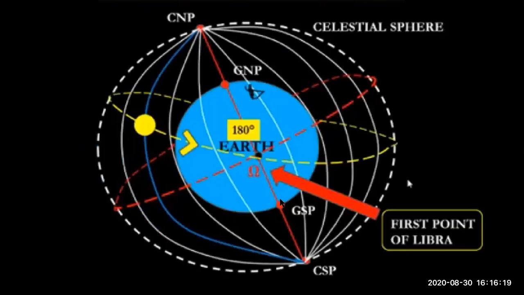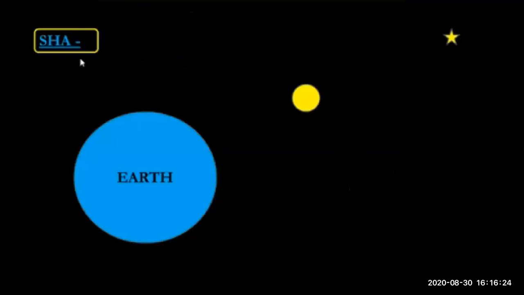Now let us understand what is SHA. So now you can understand easily. SHA is the sidereal hour angle, and you can see this is Earth and this is Sun and this is a star. So the location of stars is very far away from the Earth. So if in comparison to Earth we have an observer, these stars are very far away as compared to the Sun.